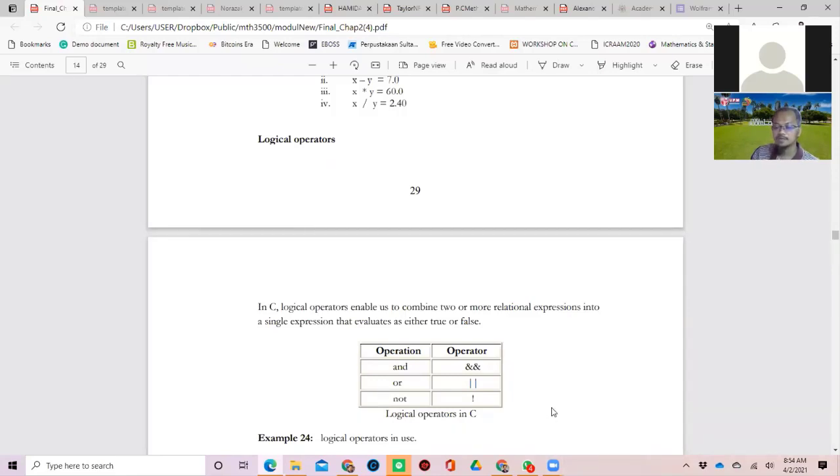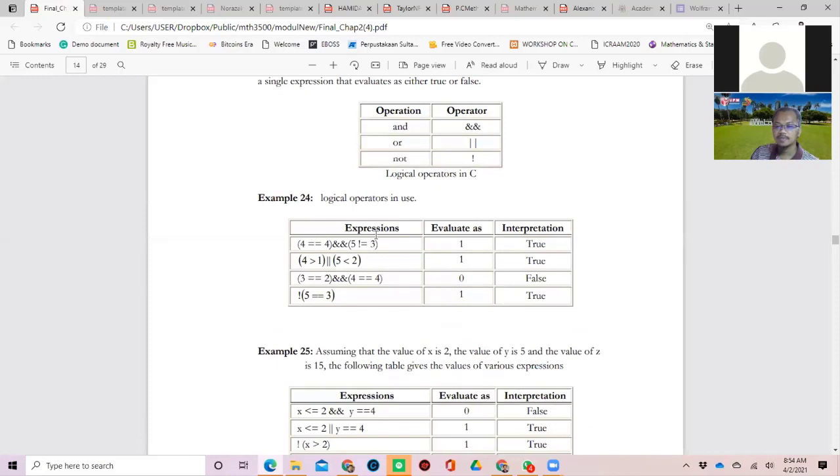Okay. Not, for example, not gender equal to female. Not here. Okay, you can use not here. For example, the real example: 4 equal to 4 and, here, and in between, 5 not equal to 3, here not equal.